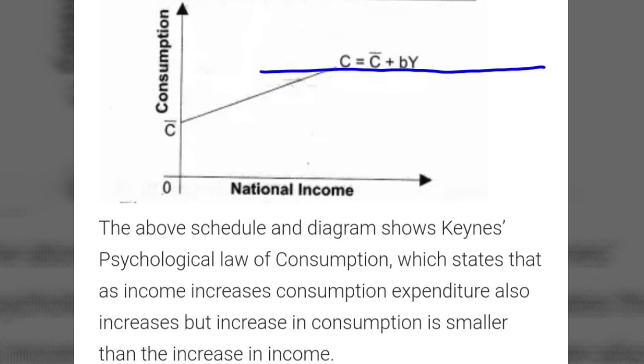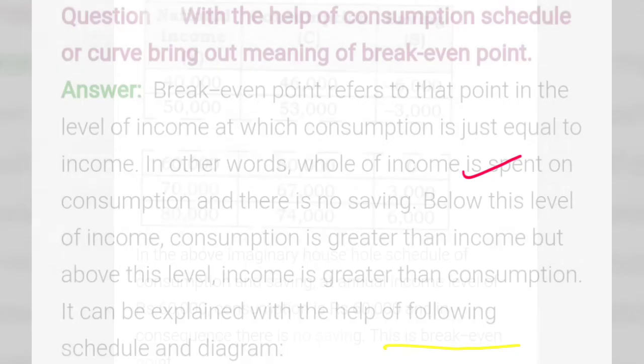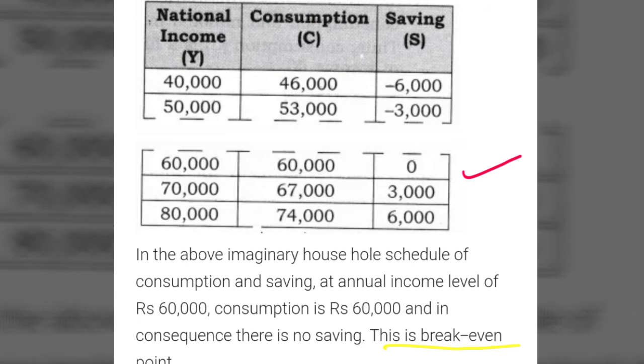With the help of consumption schedule or curve, bring out the meaning of break-even point. They are just asking how you can show the break-even point. According to that, you have to make a schedule. In the above imaginary household schedule of consumption and saving, at income level of rupees 60,000 we see that consumption is rupees 60,000 and national income is also 60,000. There is no saving, and this point is known as break-even point.